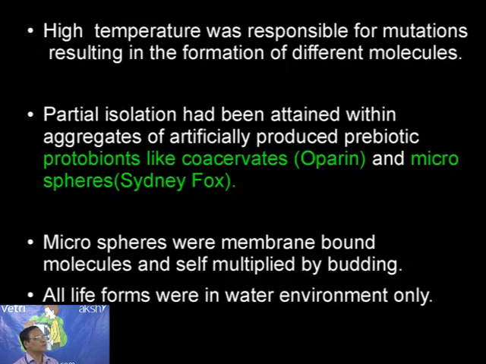And the next one, what I mentioned already, is the partial isolation. This partial isolation had been attained within the aggregates. The aggregates are nothing but sub-protoplast-like substance aggregated. The partial isolation happened within these aggregates of artificially produced protobiotic molecules or prebiotic substances, or protobions. So partial isolation is normally attained with these aggregates, and these aggregates have been given different names. The aggregates are nothing but organic molecules dissolved in water, forming a semi-fluid or semi-solid substance.